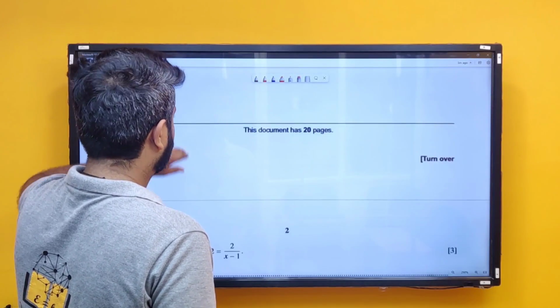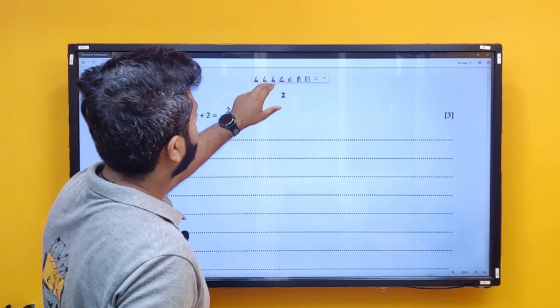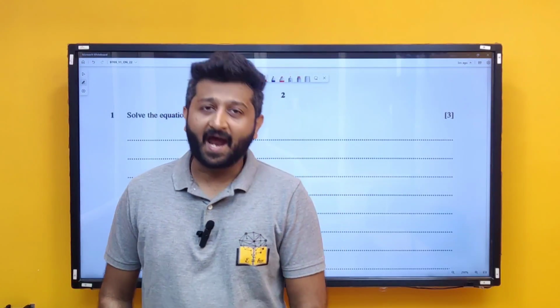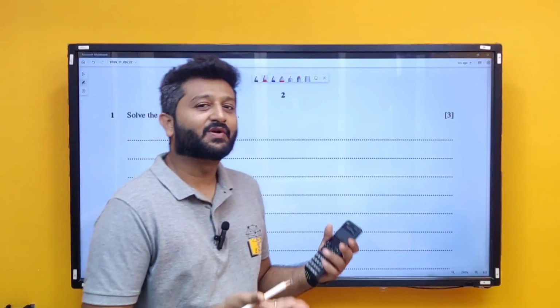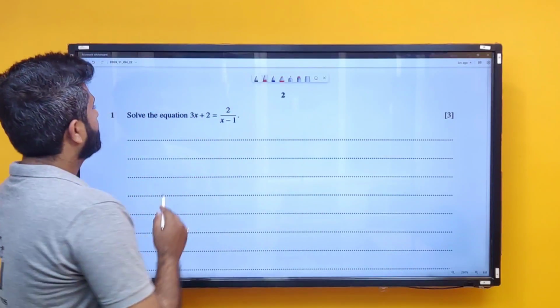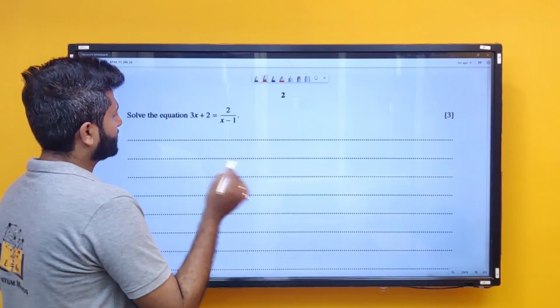This is Pure 1. The time is 1 hour 15 minutes, 50 minutes, sorry. And the paper code is 9709/11, P1, right? Solve this equation. Okay, so let us solve this.